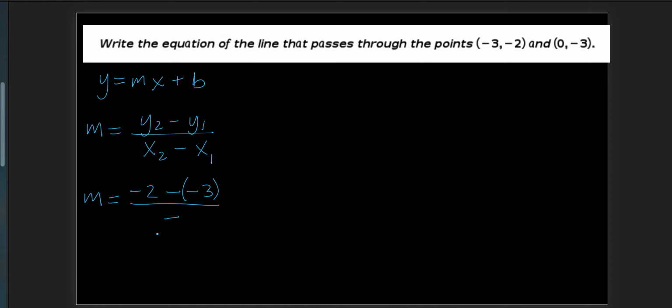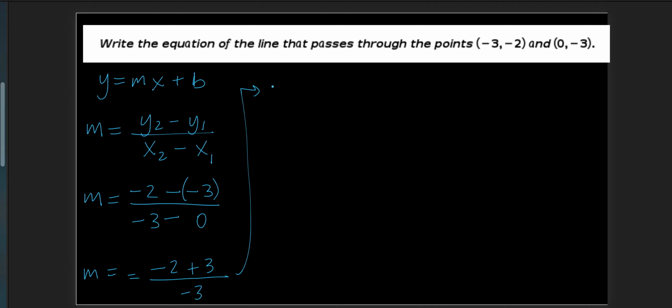Just good penmanship to do that. And then the x's go in the bottom. The x's are -3 and 0. And so I'm going to simplify this. That makes -2 plus 3. My brain needs to see that, so that's all I'm going to do in that step. And then the bottom's -3.